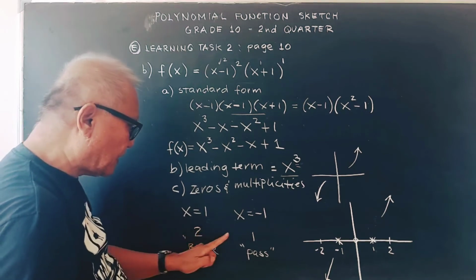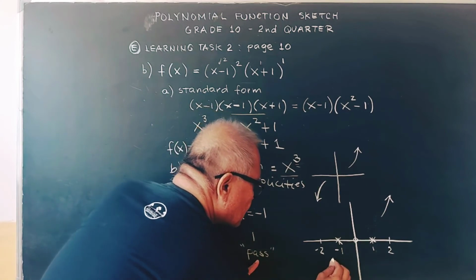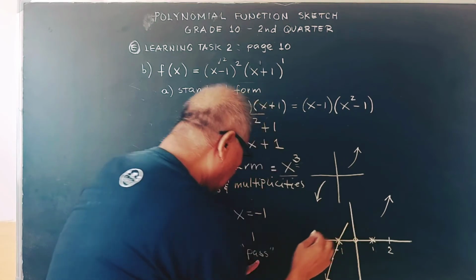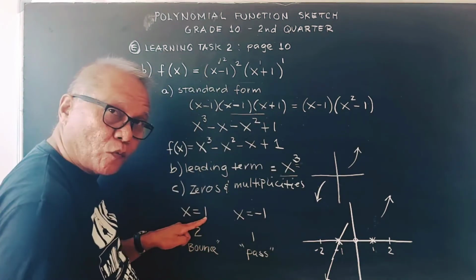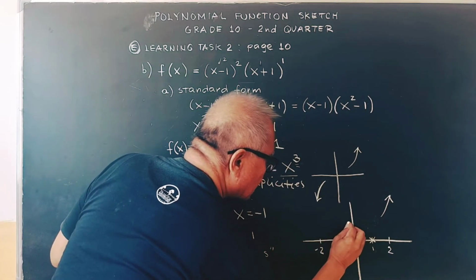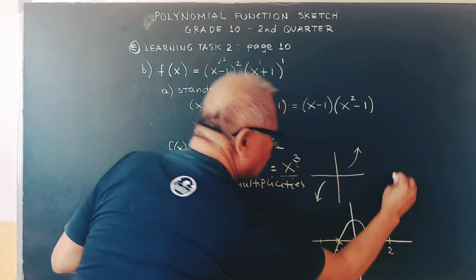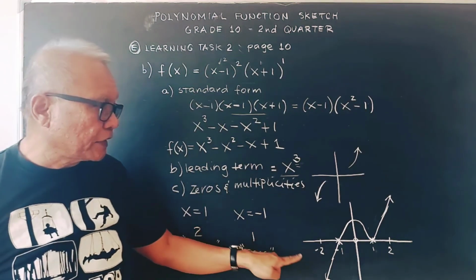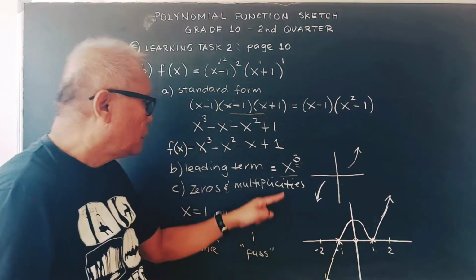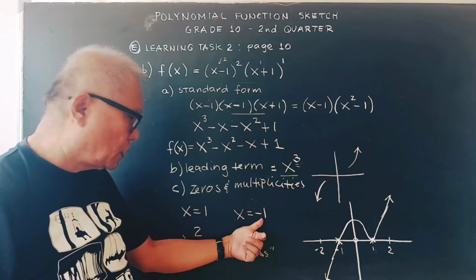Okay, let's have the negative 1. So for negative 1, it will pass. Okay, let us pass in here. And on the 1 here, it will bounce. So it will not pass. It will bounce. And there you are. That is our graph. So how many turning points? We have 1 and 2. We have 3 minus 1 is 2. 2 turning points, and we have 2 x-intercepts.